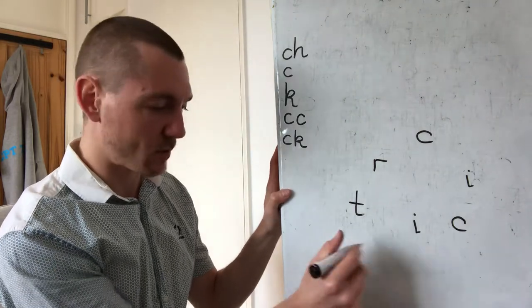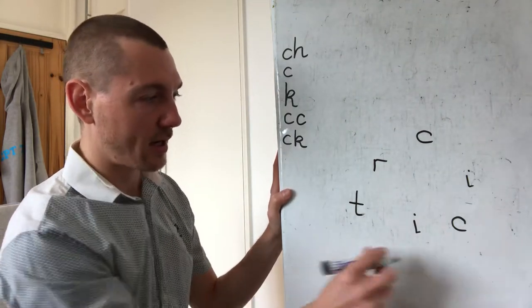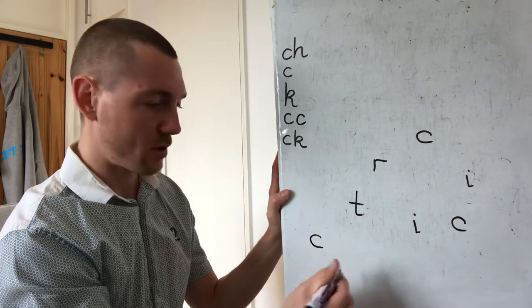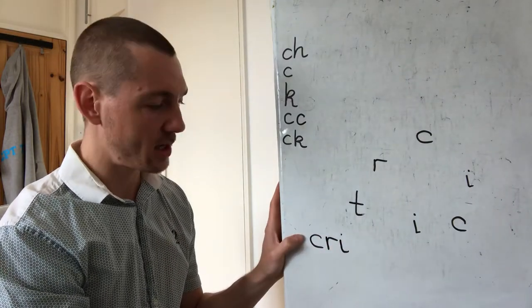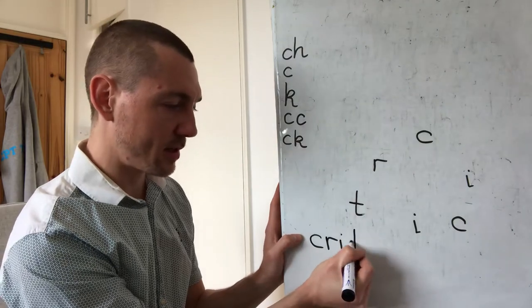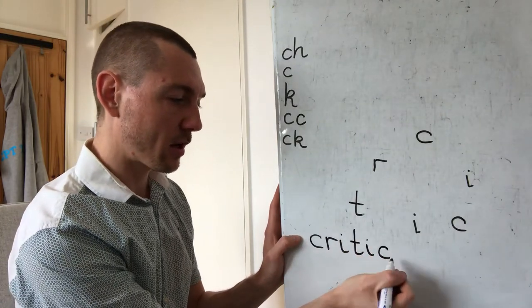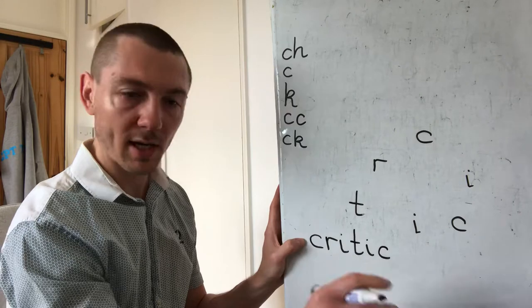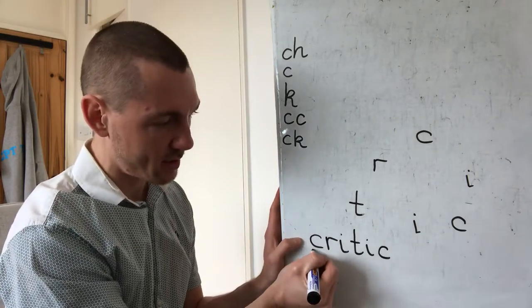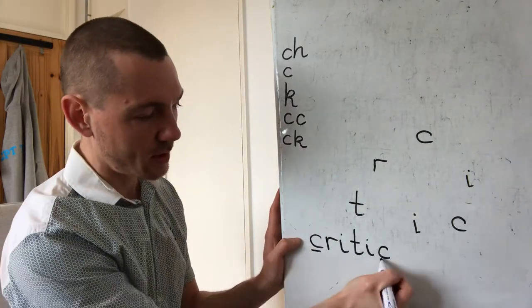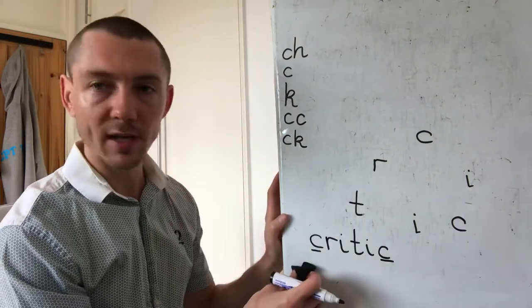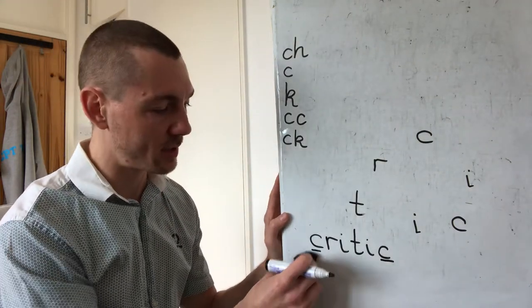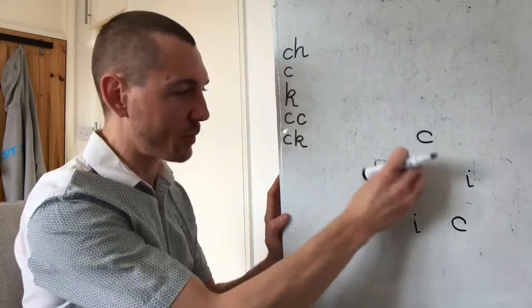So two syllables, the word is critic. And we say cri, tick, critic. And of course, we've got two k spellings with the same C spelling of the k sound, haven't we? In critic. Okay, next job.